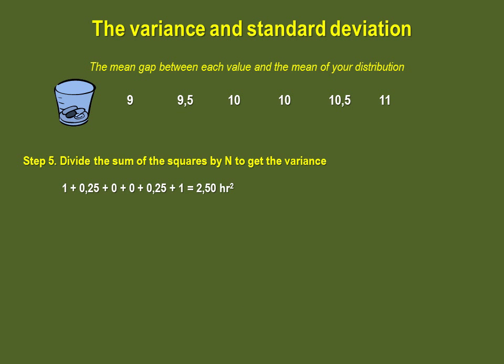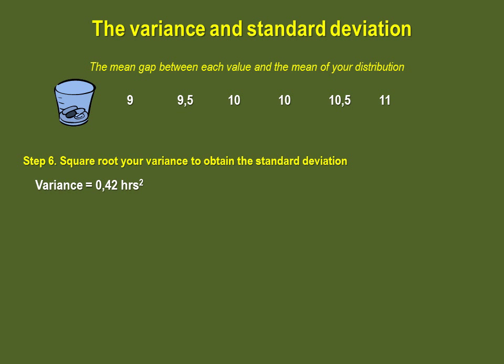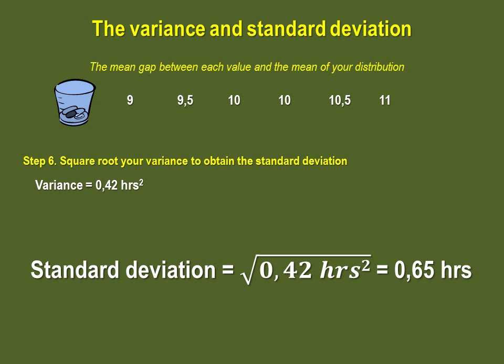Step 5 is to divide the sum of the squares you got in step 4 by N, which will actually give us the variance. So we divide 2.5 square hours by 6, which will give us a variance of 0.42 square hours. Step 6 is to find the standard deviation. To do so, you must simply square root your variance. So in this case, square rooting 0.42 hours squared gives us 0.65 hours for our standard deviation.